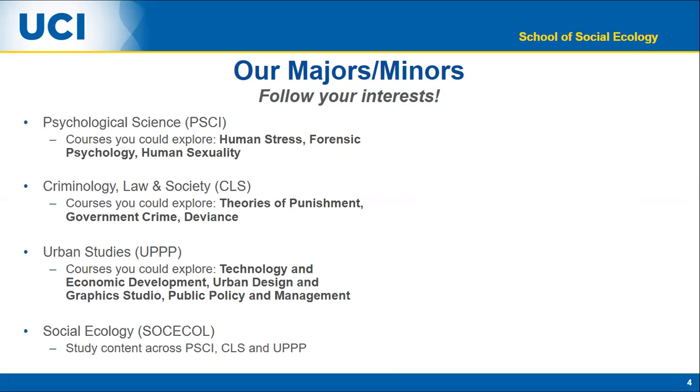You can see in the parentheses next to each major 3 or 4, sometimes even 5 letters. So for psychological science, we have PSci. For criminology, law and society, we have CLS. Urban studies is UPPP, and social ecology is SocEcol. These are the codes that you will be using to find the classes under each major, and I'll show you how to do that in a little bit.